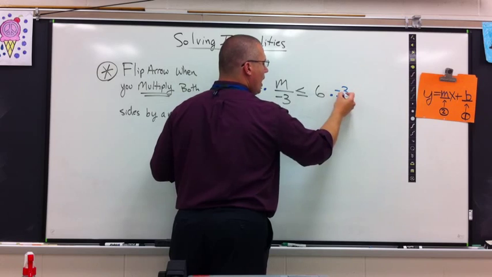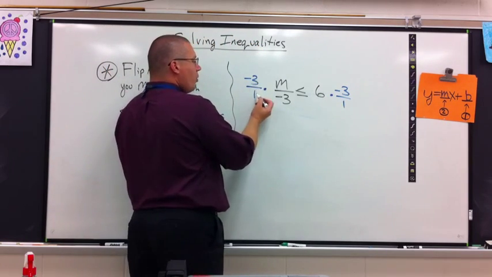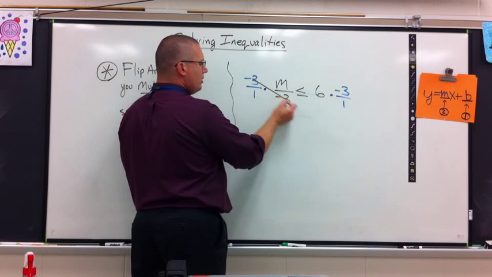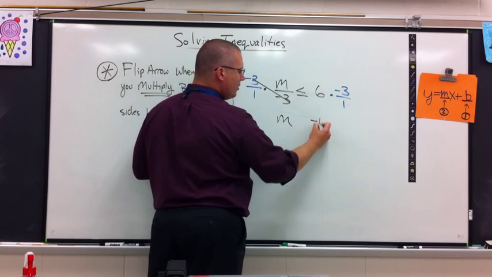If I do it to one side, I have to do it to the other. Negative 3 over 1 times 1 over negative 3. The 3's cancel. I'm left with m. On this side, 6 times negative 3 is negative 18.